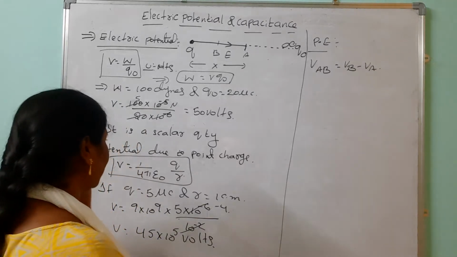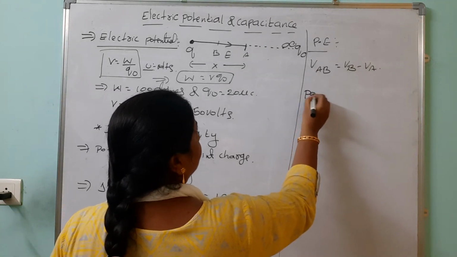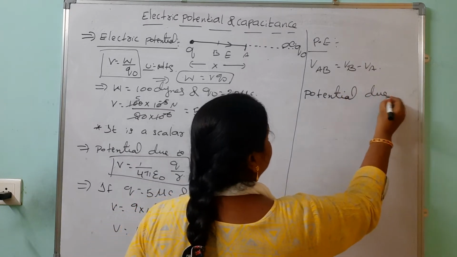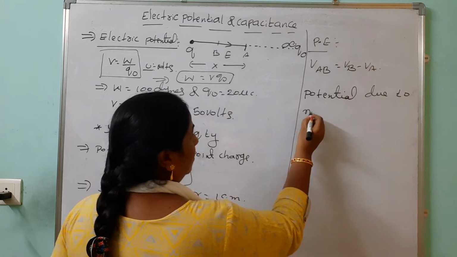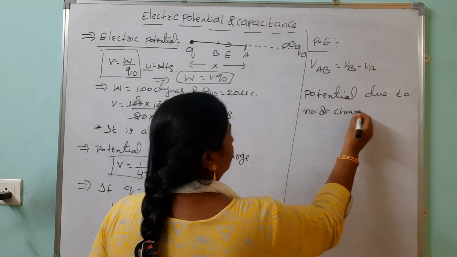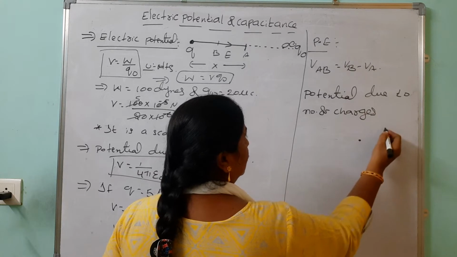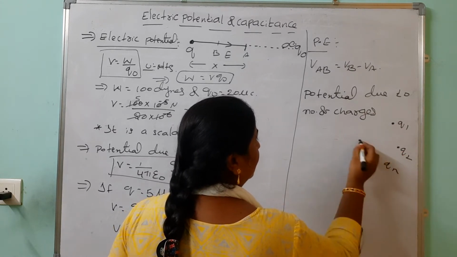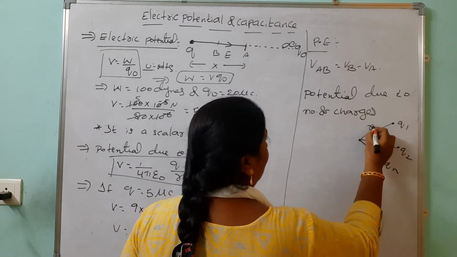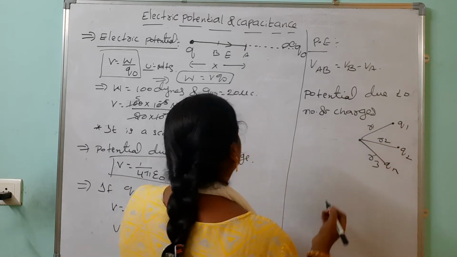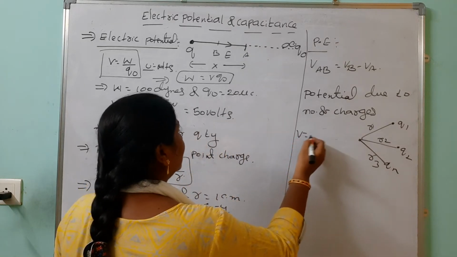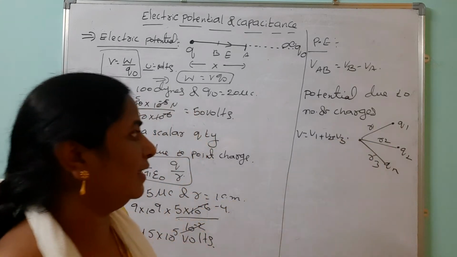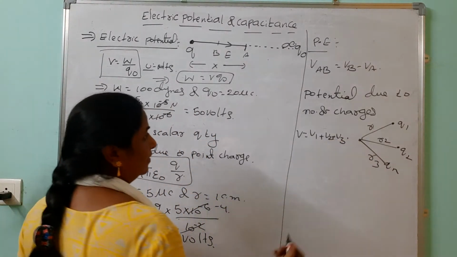Now we can go through the potential due to number of charges. See, this is Q1, this is Q2, this is Qn. Here the distances are how much? R1, R2, R3, like that. So how to find the potential here? Algebraic sum of the individual potentials. V1 plus V2 plus V3, like that we can find the individual potentials.